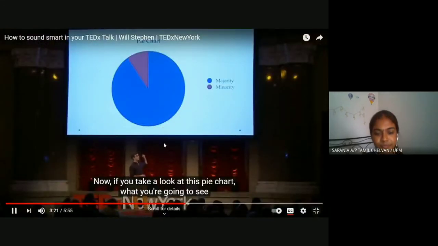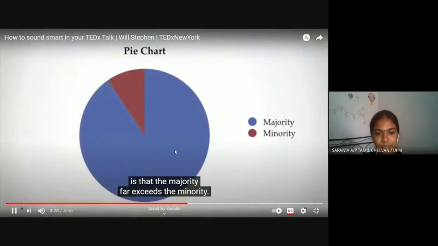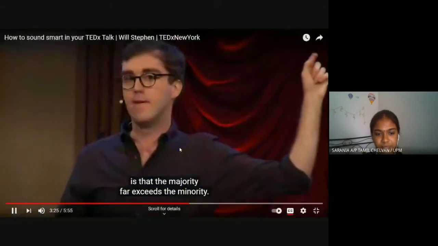This pie chart, what you're going to see is that the majority far exceeds the minority.